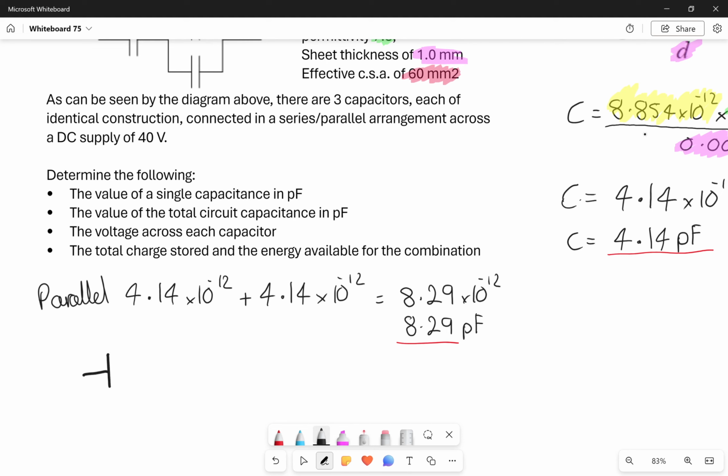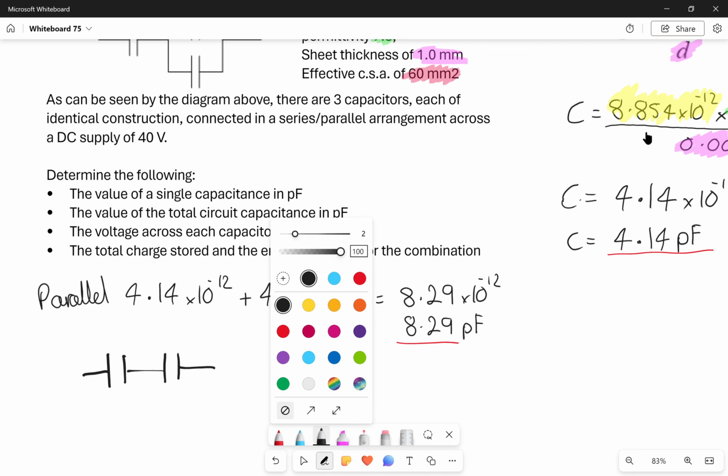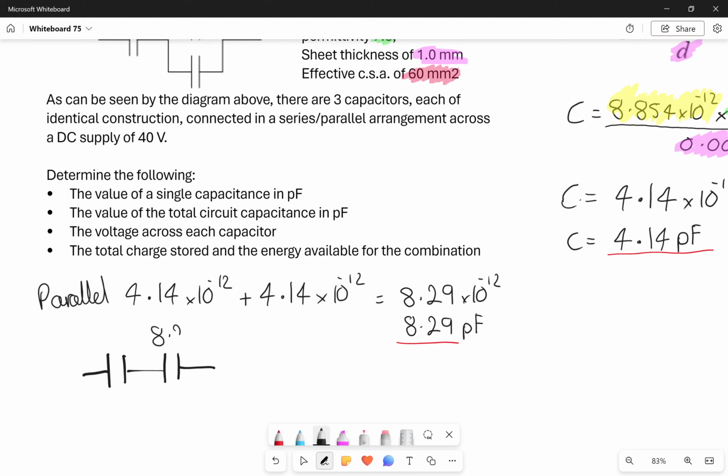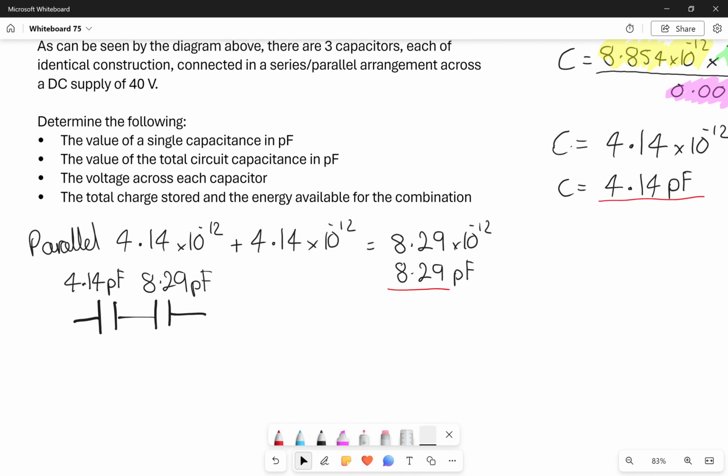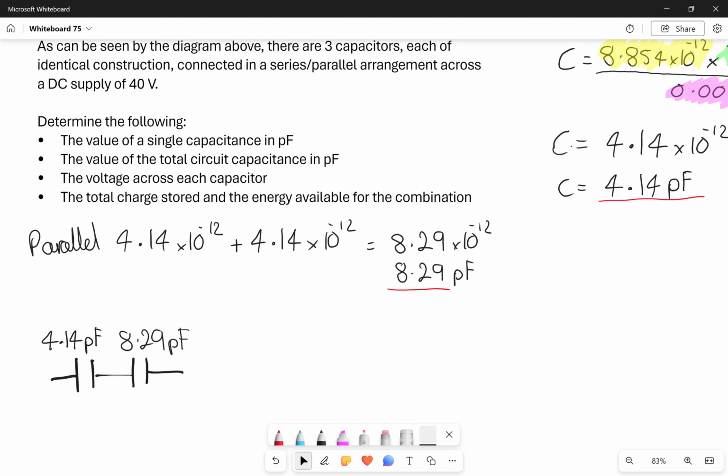So we can redraw that as this is the first capacitor, that stays the same. We've now got a second capacitor with a new value of 8.29 picofarads. The first capacitor value will remain the same, and that will be 4.14 because it's the same as what we used when we calculated it initially. So now for that new circuit, we can effectively draw up a new formula to calculate the total. So we want the total capacitance of that circuit there.